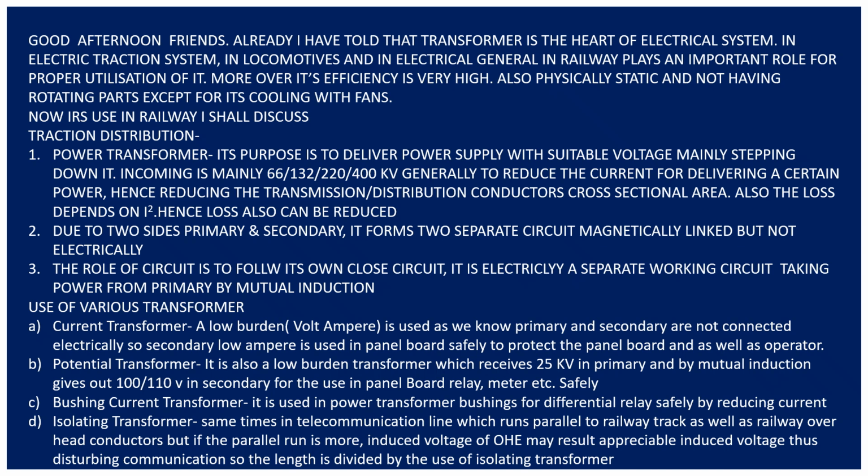Isolating transformer. Sometimes the telecommunication line runs parallel to the railway track as well as the railway overhead conductors. If the parallel run is long, appreciable voltage may be induced, thus disturbing communication, so the length is divided by the use of isolating transformers.